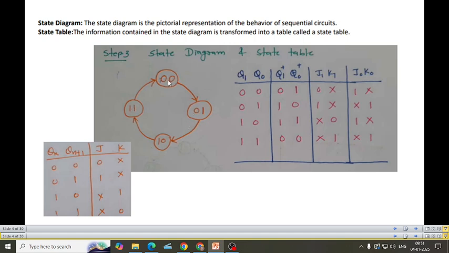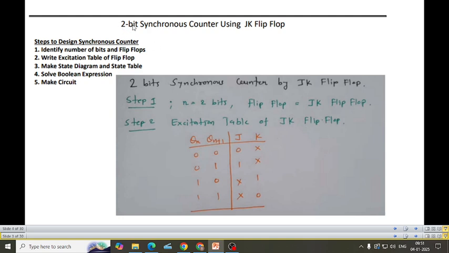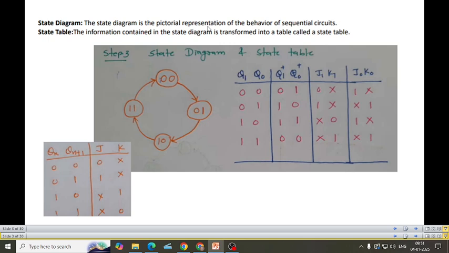In the exam, if they asked you to design a 3-bit synchronous counter, then in the place of 00, you need to write 000, right? 2 to the power of 3 is 8 combinations. So 000, 001, 010, till you get 111. So that would be a 3-bit synchronous counter. Since this is a 2-bit, you can draw it as 00, 01, 10, 11. This is called a state diagram. Now let us get into the state table.